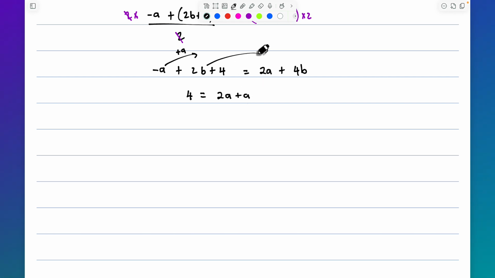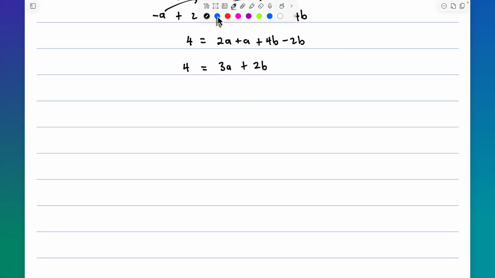Same thing when this 2b goes to the other side, it becomes negative 2b. So that means we have positive 4b minus 2b. Okay, that's 4. And then we have 3a plus 4b minus 2b gives you 2b. Okay, perfect. So that was the x coordinate of the midpoint.